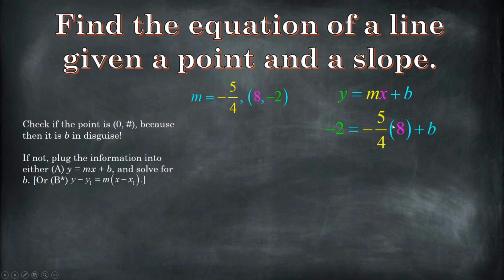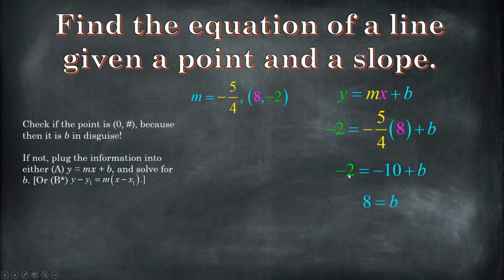Now, a lot of times you have a fraction, so you have to reduce. Sometimes it doesn't reduce all the way. You're left with a fraction, but that's all right. You can handle that, right? So 8 and 4 reduce to 2. 2 times -5 is -10. 8 plus -10 is -2.